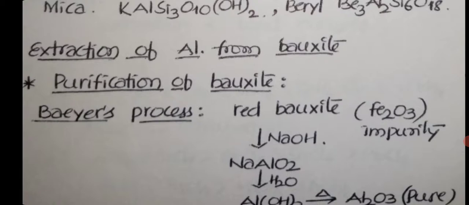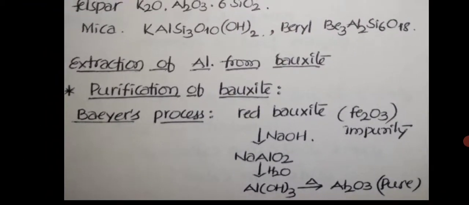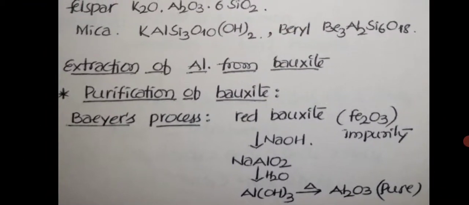Extraction of aluminium from bauxite. Bauxite has two types, red bauxite and white bauxite. Red bauxite means which contains iron oxide as impurity. It can be purified by Bayer's process by adding sodium hydroxide. This you can say is one type of leaching process. Fe2O3 is basic in nature, so won't react with sodium hydroxide, but Al2O3 is amphoteric, so it dissolves in sodium hydroxide to form sodium meta-aluminate NaAlO2, you can see in the equation, which then reacts with water to form aluminium hydroxide, which on heating gives pure Al2O3.